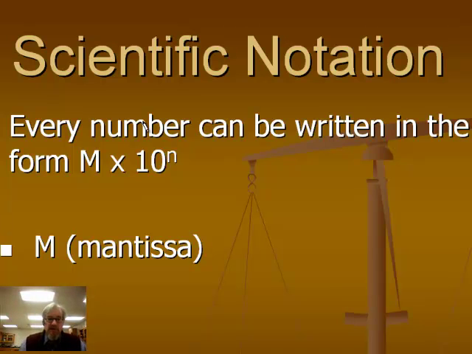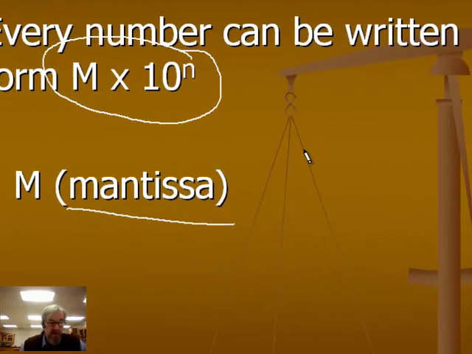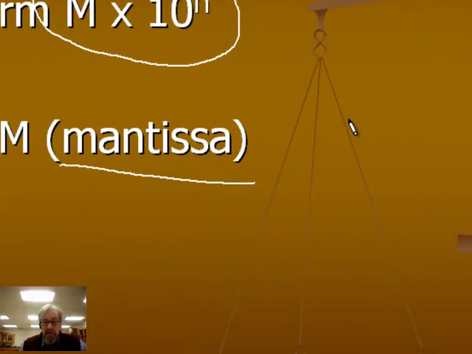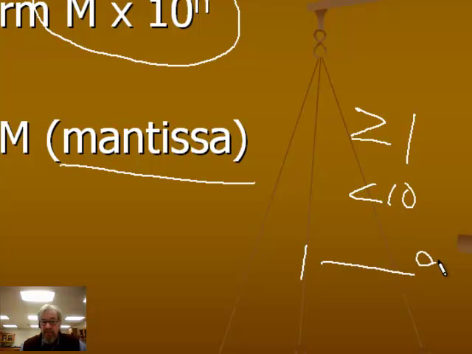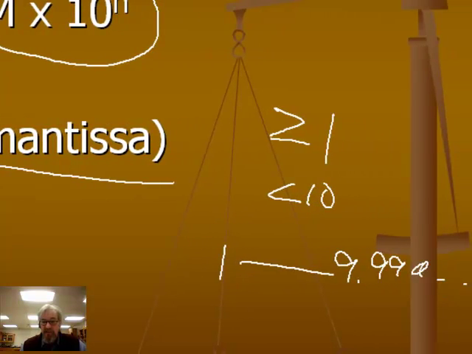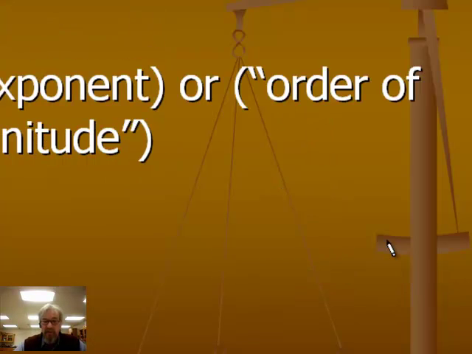Scientific notation is based on this idea. Every number that there is can be written in the form m times 10 raised to the n power. M has a name. It's called the mantissa. And in scientific notation, the mantissa has a range. It's going to have to be greater than or equal to 1, but it has to be less than 10. So somewhere in this range of 1 up to 9.999 something, that's what the mantissa has to fall into. That's the m part of the number.